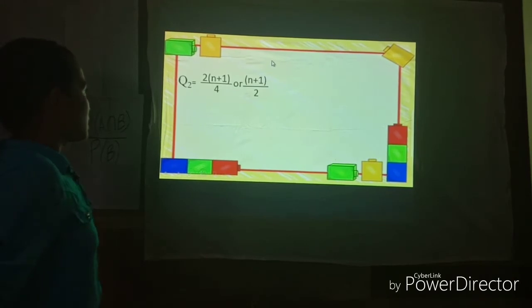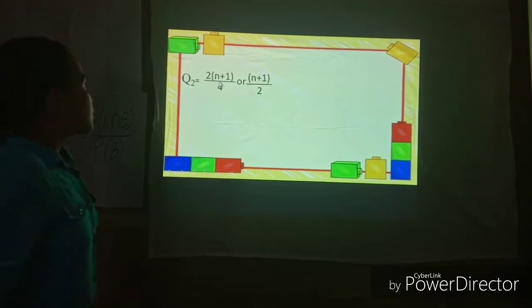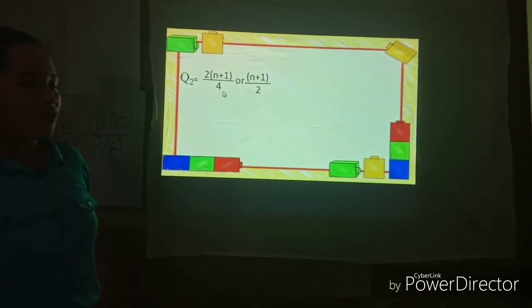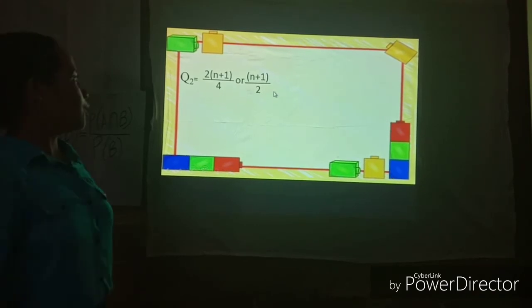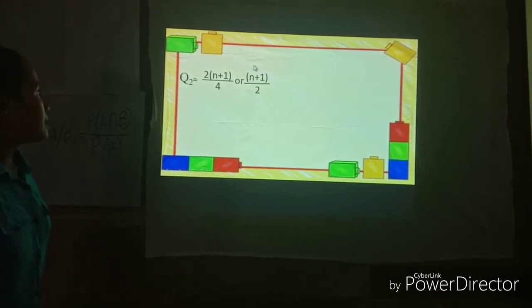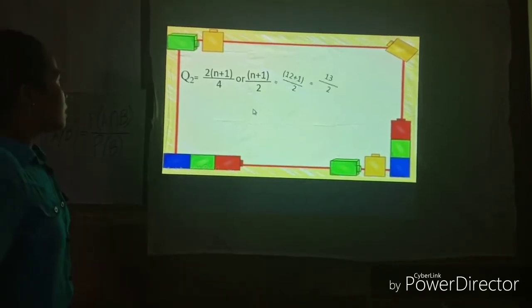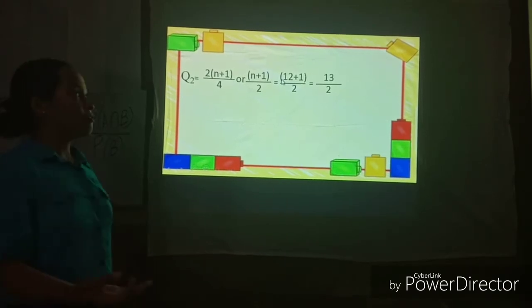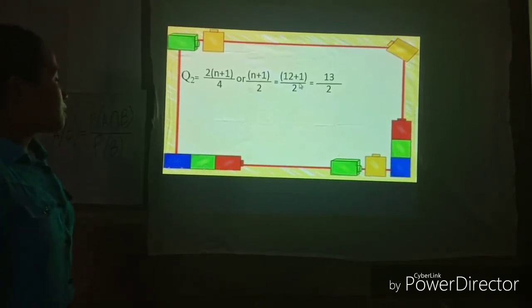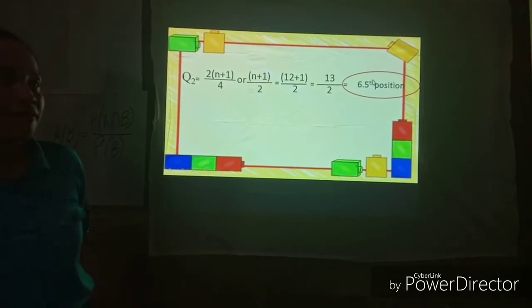Okay, next, we're going to find the Q sub 2, which has the formula Q sub 2 equals 2 times (n plus 1) over 4, or (n plus 1) over 2. Why does it become (n plus 1) over 2? Because 2 over 4 is reducible to lowest terms, so instead of putting 1 here, we only put n plus 1. The total number of the distribution is 12. So 12 plus 1 over 2, we have 13 over 2. Then the answer is in the 6.5th position.